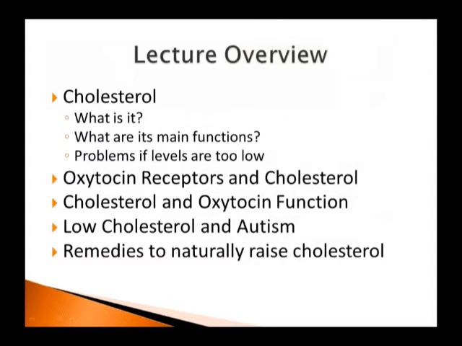Okay, so what we're going to be talking about tonight is cholesterol. What is it? What are its main functions? What happens when the cholesterol is low? We're going to talk about oxytocin and cholesterol, and then we'll talk specifically about some natural remedies that can raise cholesterol, and more specifically about oxytocin therapy as well.